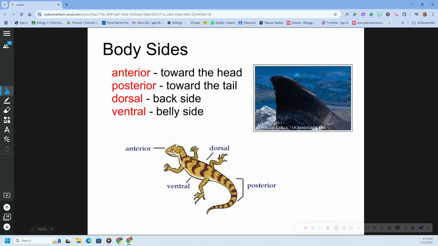So let's say this lizard is in a tree, an organism looking down on it. The lizard's dark dorsal side would blend in with the dark floor of the forest. And if an organism, a predator, were looking up at it, the light belly would blend in with the light sky.